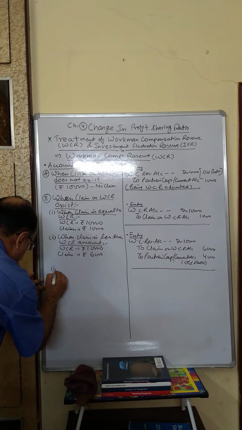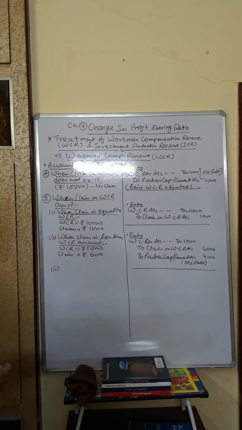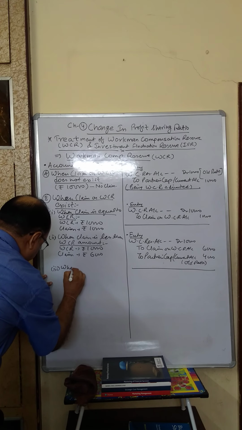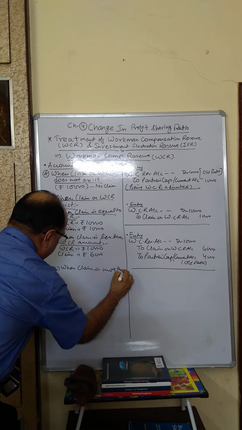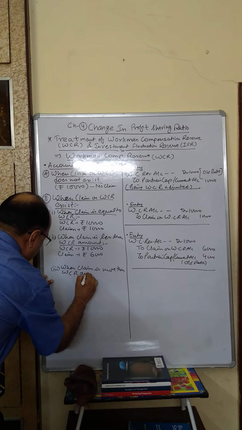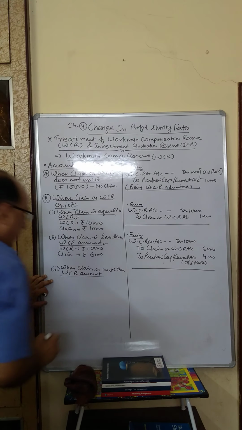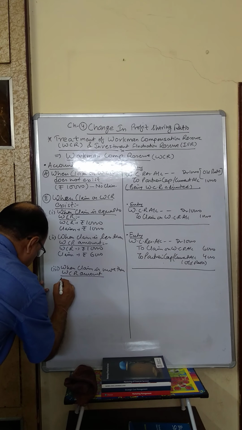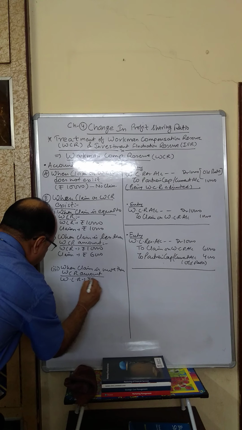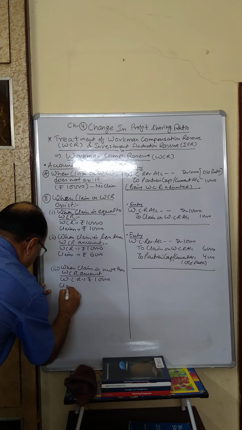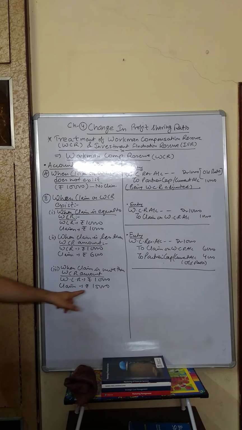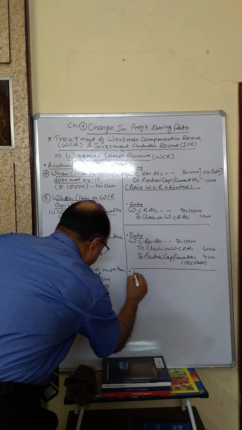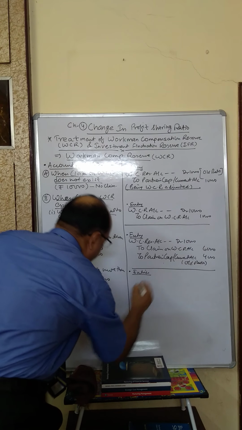Next, number three. Third point. When claim is more than WCR amount. Say for example, WCR created by the firm is rupees 10,000. Claim has come for 15,000. It means the firm's liability has increased by 5,000. So now two entries are to be passed in this case. The entries will be like this.